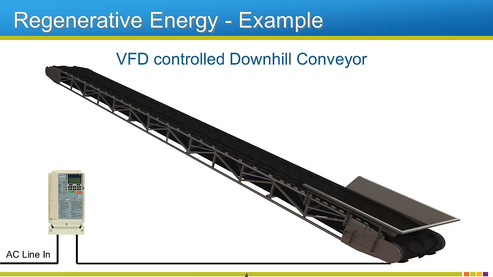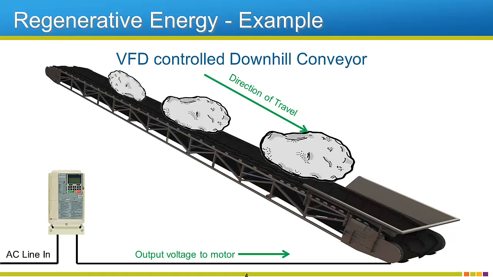Pretend that we have a downhill conveyor with a drive running the conveyor. In this application, there's a lot of regenerative energy due to gravity. The drive will command the motor to run at a certain speed and direction. This is the speed reference. Because of the weight of the product on the conveyor and the force of the gravity, the conveyor will naturally want to accelerate downhill without needing the drive to perform any work.